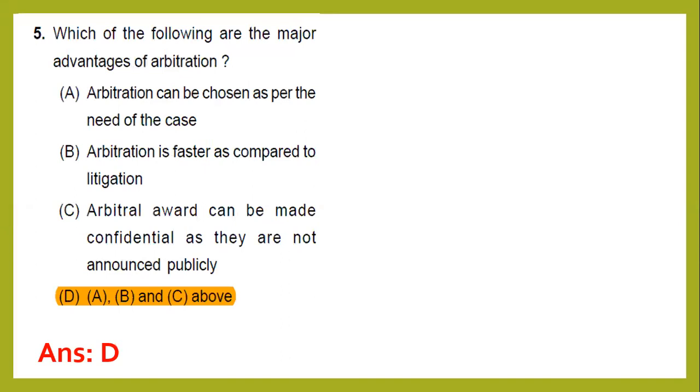So next we go to the fifth question. Which of the following are the major advantages of arbitration? The correct option is D. A, arbitration can be chosen as per the need of the case. Then B, arbitration is faster as compared to litigation. And C, arbitral award can be made confidential as they are not announced publicly. So therefore arbitration gives the correct answer for all three, A, B, C. So therefore the correct option for the fifth question is D.